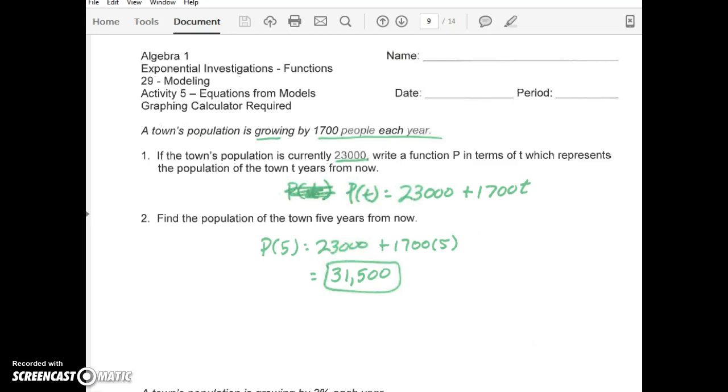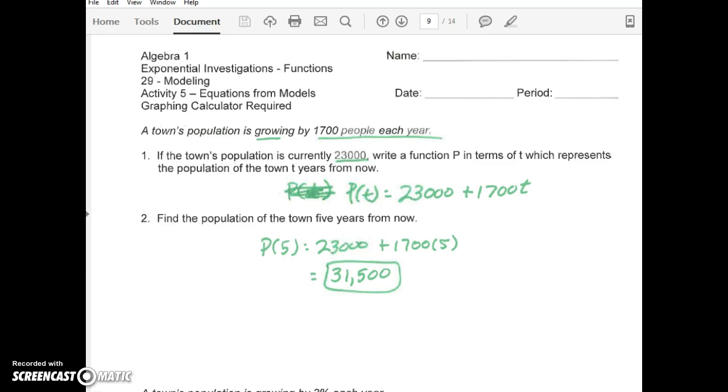So in question 1, it says if the town's population is currently 23,000, write a function p in terms of t, which represents the population of the town t years from now. So our function would be p of t, the population with respect to time, equals 23,000, that's our starting value, plus 1,700 times t. Again, 1,700 is our slope, and then we've got our time, which is measured in years.